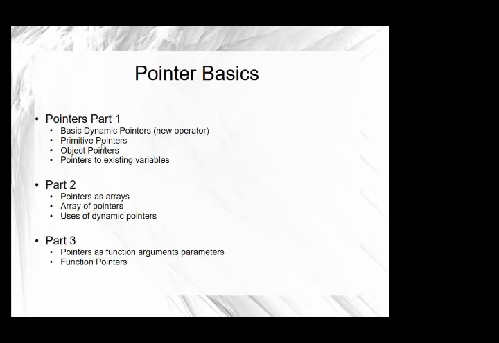So after I tried to make this into one large YouTube video, and after I went through a lot of it, it turns out that it's much longer than I want it to be, and I don't want to put y'all to sleep. So I'm going to break this up into three parts, as we see, and this will be part one, where we'll look at some of the basic dynamic pointers, primitive pointers, object pointers, and then pointers to existing variables. You can read all that, so no need for me to repeat it. But again, this will be part one, and if there's enough interest and when I get around to it, I'll do part two and part three.